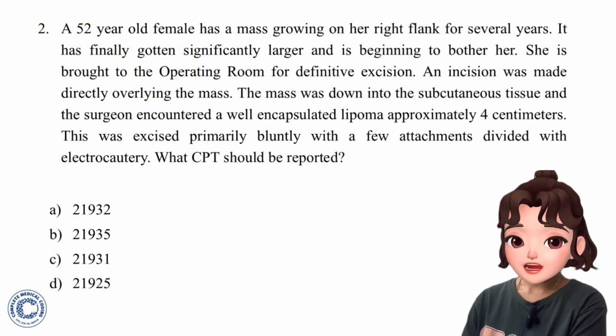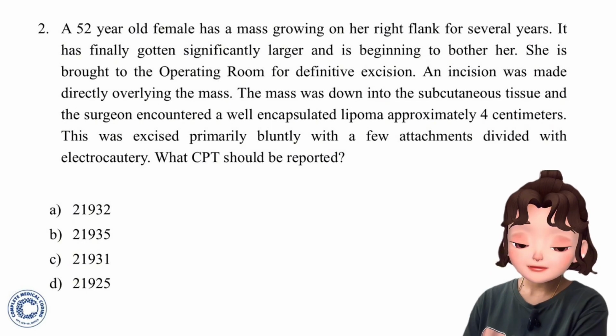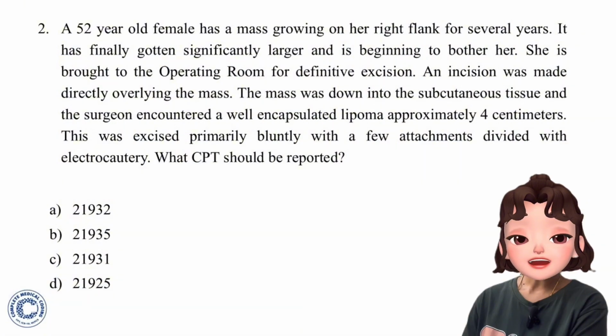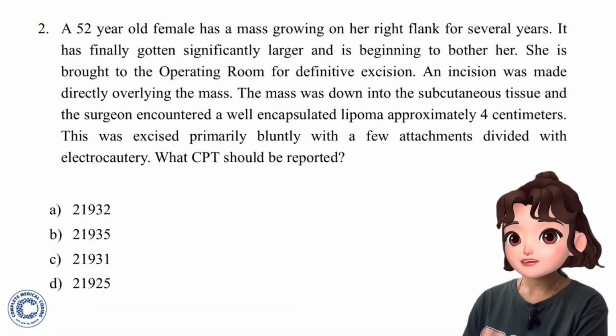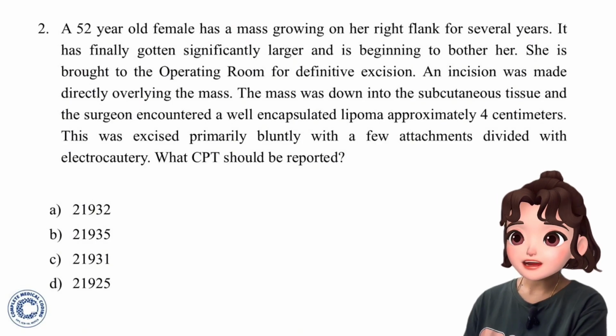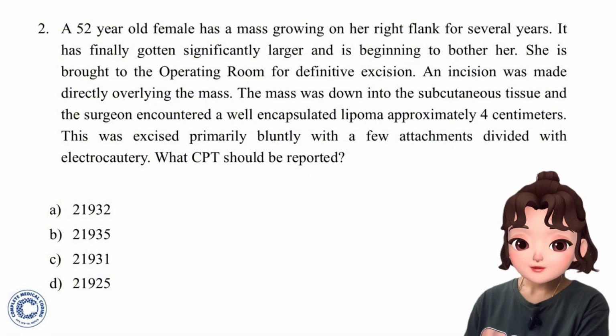Now, the third option, 21931. What is 21931? Excision of tumor, soft tissue of back or flank, subcutaneous, 3 centimeters or greater. How much is our size? Yes, lipoma approximately 4 centimeters is mentioned. So yes, this is 3 centimeters or greater. So 21931 is 3 centimeters or greater.